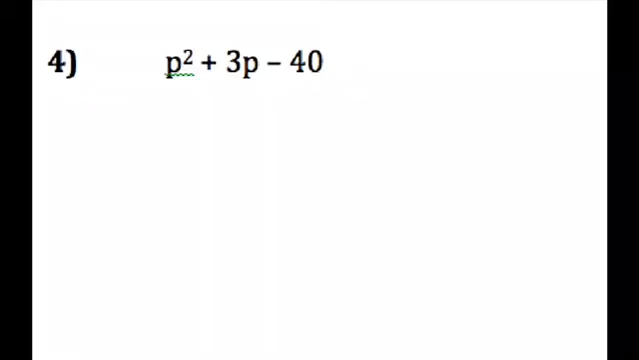Number 4 is p squared plus 3p subtract 40. Okay, once again, I'm looking for two numbers that when added give me a positive 3, and when multiplied give me a negative 40. This one might be a little trickier.